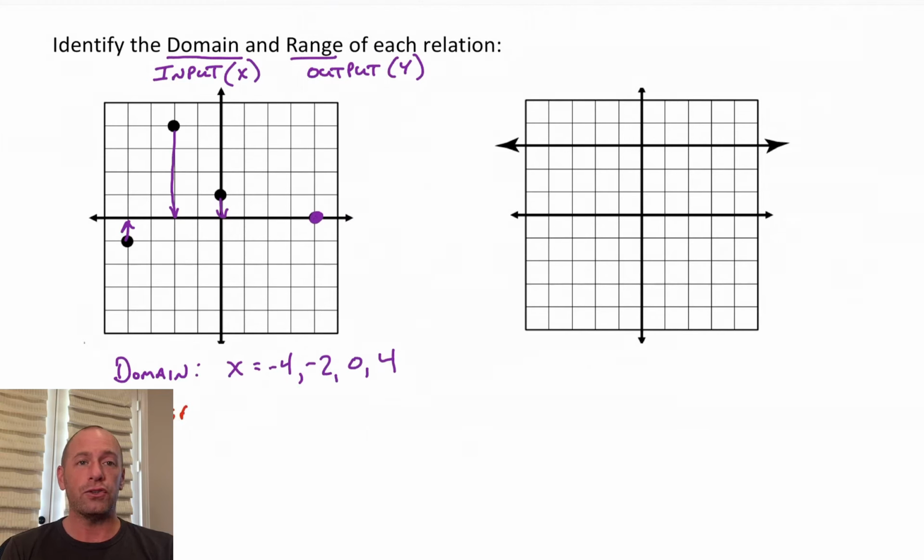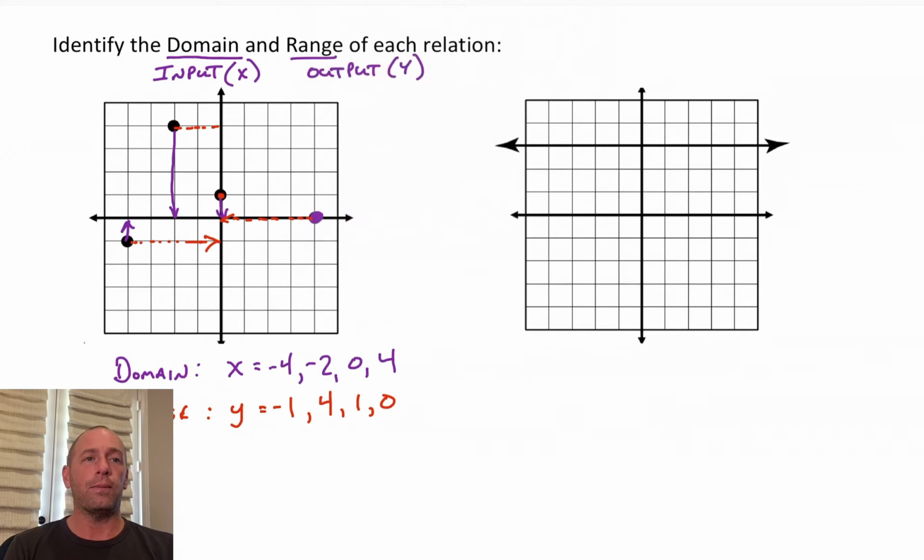The range will be the corresponding values of y. So for that first coordinate on the far left, the corresponding value of y is -1. For the second point, your y value is 4. Your third point, your y value is 1. And your fourth point, the y value is 0. So based on those purple inputs, the resulting outputs are shown in red, and that is your range.